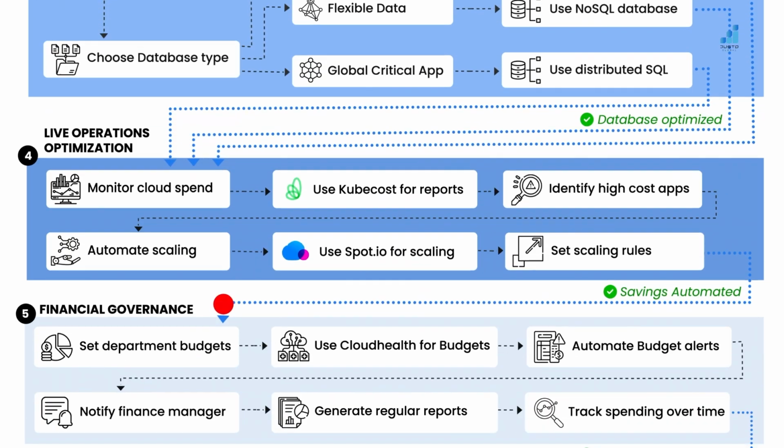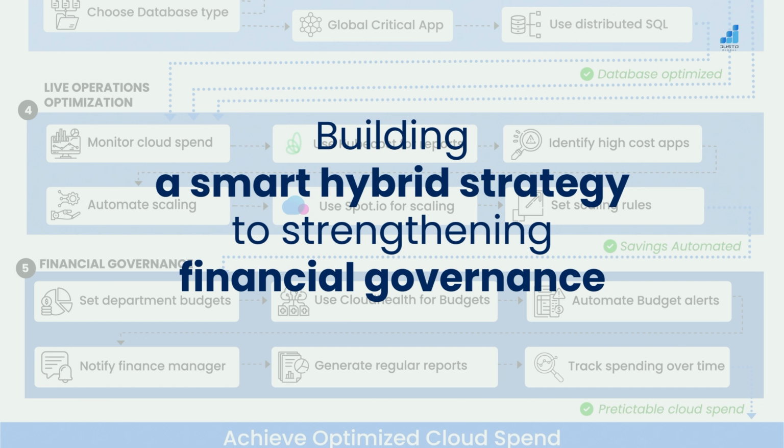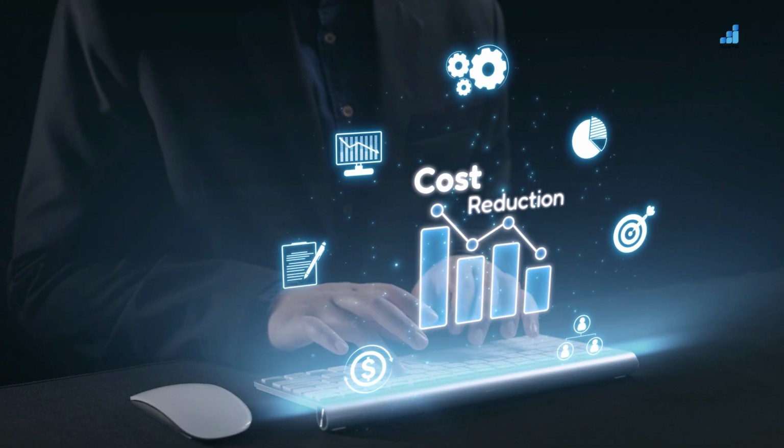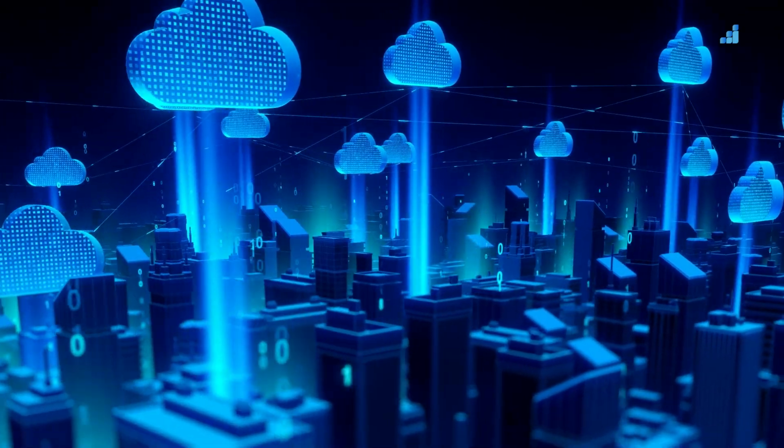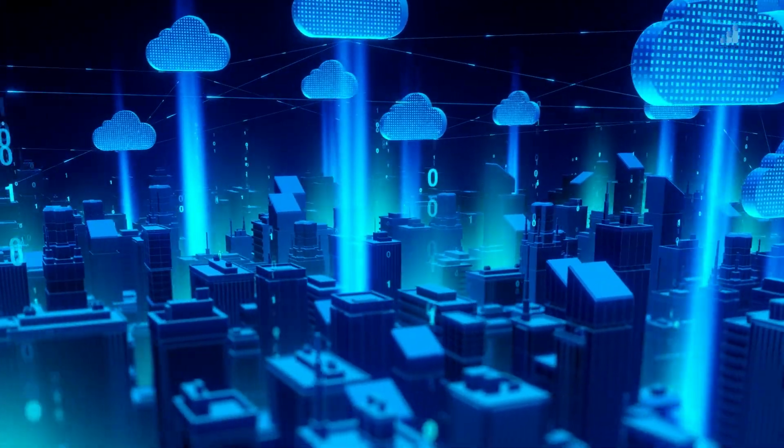No more surprise bills. By following these 5 steps, from building a smart hybrid strategy to strengthening financial governance, you're not just cutting costs, you're creating a cloud ecosystem where every dollar works intelligently and efficiently.